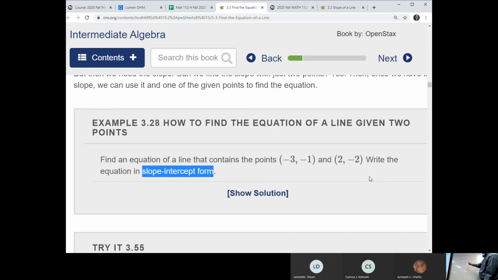Uh-oh, I know it's wrong because I don't get that. I did something wrong here. Check my slope. -2 minus -1 is -1. 2 minus -3 is... Slope is -1. y equals -x plus b. I've got to have my slope wrong.